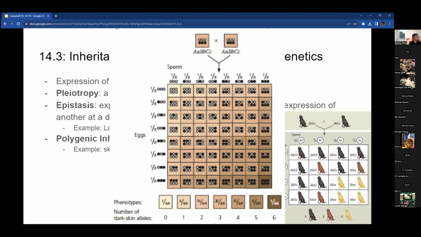This is an example of polygenic inheritance, where you see there are 3 different genes. Each of these dots is a gene, and each specific dot represents an allele. So you can see how different combinations of sperm and eggs carrying different combinations of alleles can result in a gradient of different skin tones. Does that make sense?